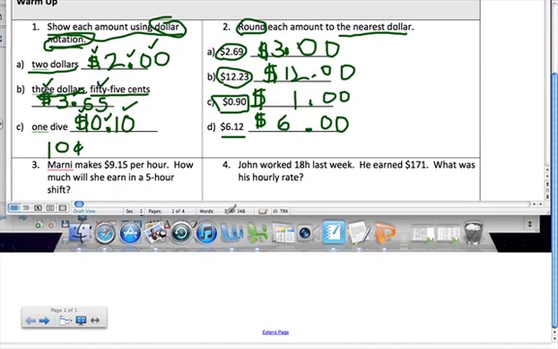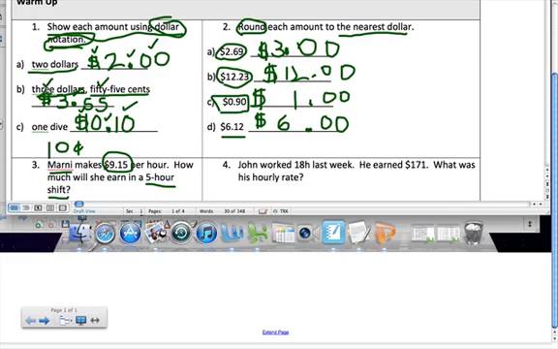Okay, our next question is, we've got a kid named Marnie. She makes $9.15 per hour. And as you've learned in this course, our minimum wage is going to go up to about $11 in June. So this is a little bit outdated. But it says, how much money will she earn in a $5 shift?